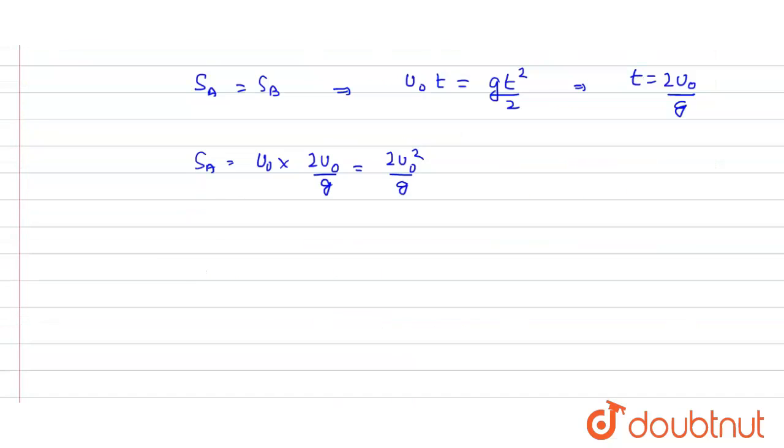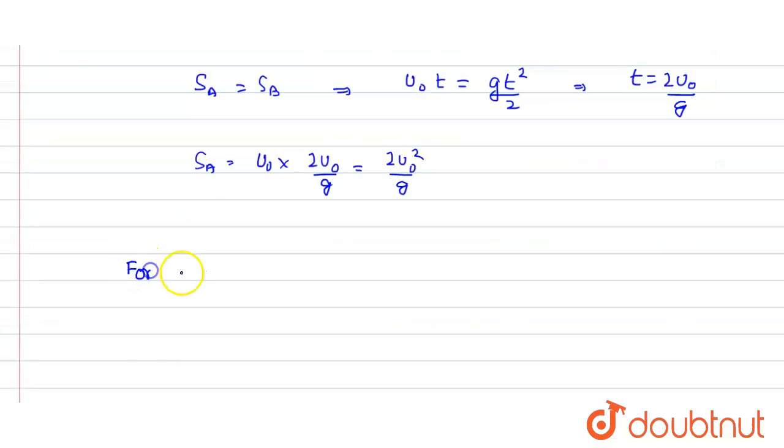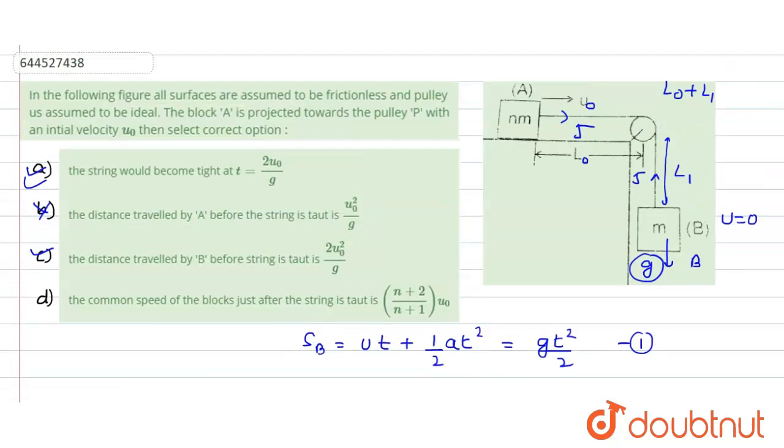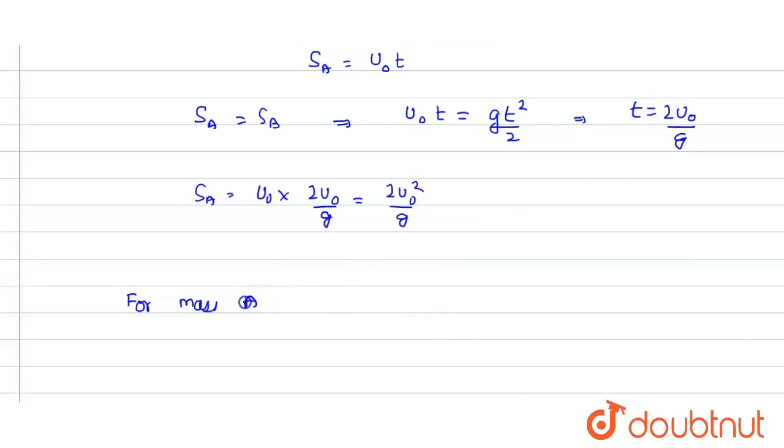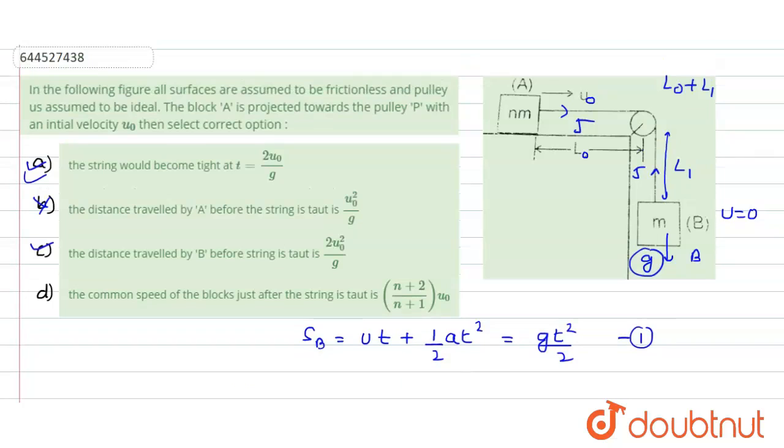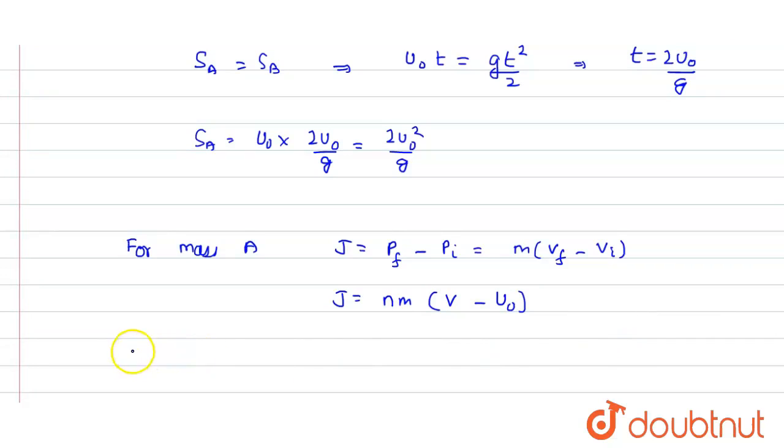How can we write the change in momentum for the block of mass m? Sorry, not mass m, but mass A. What is the momentum? Impulse is change in linear momentum, p_f minus p_i. Now momentum we can write as mass into final velocity minus initial velocity. What is the mass? Mass is n into m. What would be the final velocity? We say they are achieving a final velocity v, and the initial velocity is u naught. The direction of the impulse, this direction, is positive. That is why we have taken u naught to be in the positive direction, along the length.